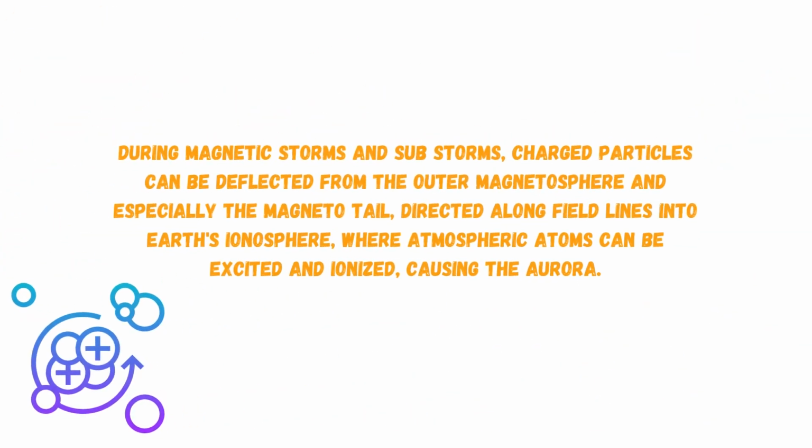During magnetic storms and substorms, charged particles can be deflected from the outer magnetosphere and especially the magnetotail, directed along field lines into Earth's ionosphere, where atmospheric atoms can be excited and ionized, causing the aurora.